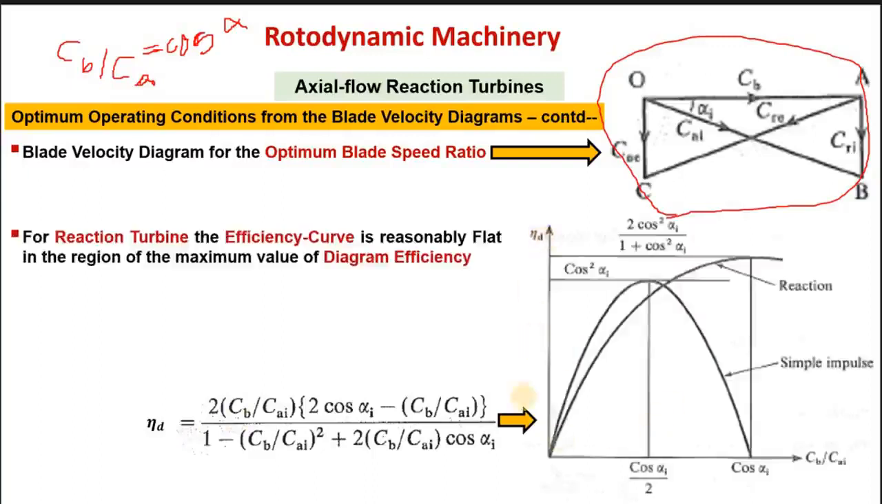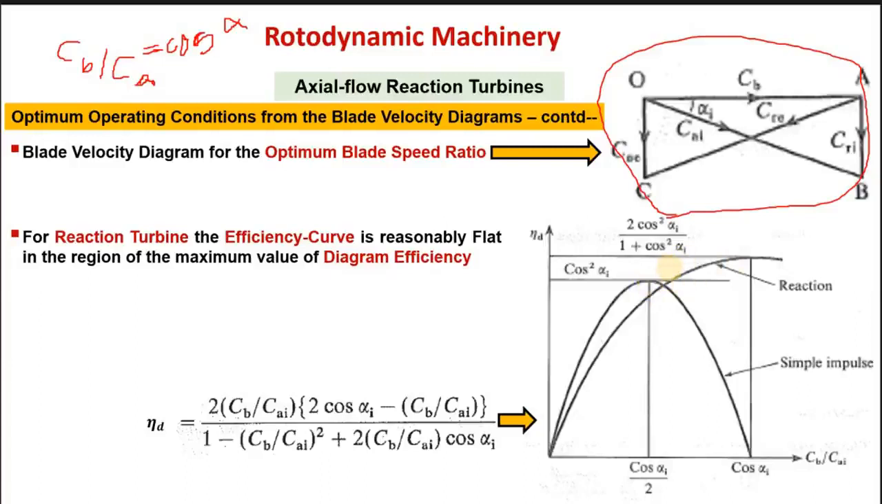If you draw the curve between this diagram efficiency versus CB over CAI, you will get such a curve in case of reaction turbine, and here is the maximum, and this maximum is cos alpha I for reaction turbine. If on the same graph you draw the curve for impulse turbine, then the maximum was cos square alpha I, right? For alpha is equal to 0, both will have the same value, but here it is not for alpha is equal to 0, it is for any other value of alpha.